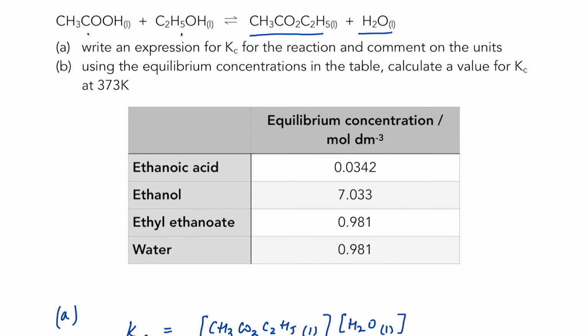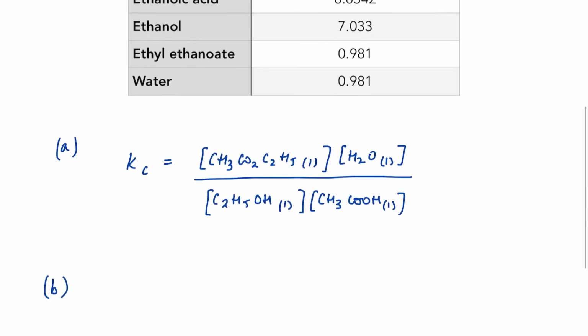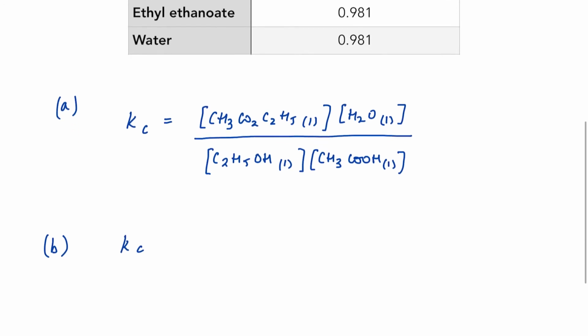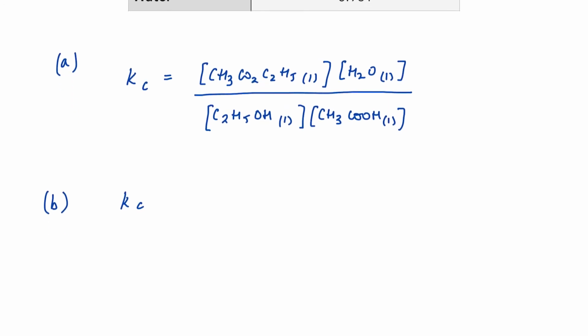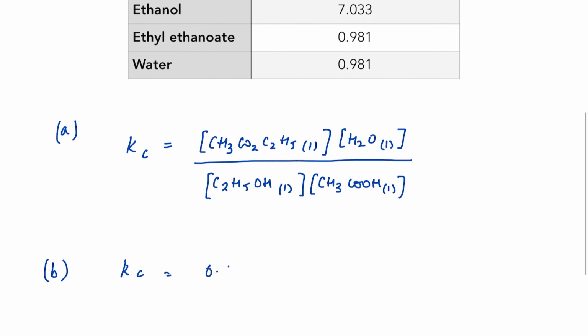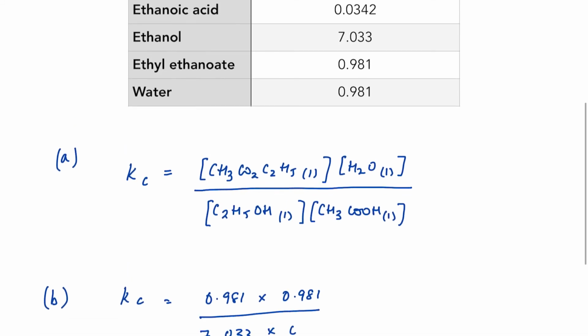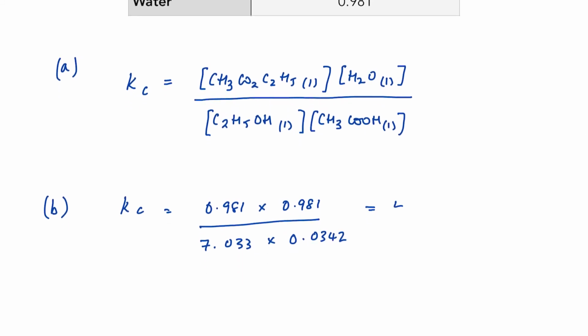So all I need to do is plug the numbers into the expression, and I just need to make sure I plug the right number in the right place. So this should be quite straightforward. Kc is going to equal 0.981 times 0.981 divided by 7.033 multiplied by 0.0342. And when you plug that into your calculator, it comes out at 4.00. We've already seen there are no units, and a number greater than 1 tells us that the position of equilibrium lies fairly strongly to the right in this particular example.